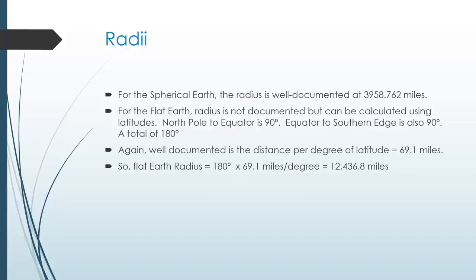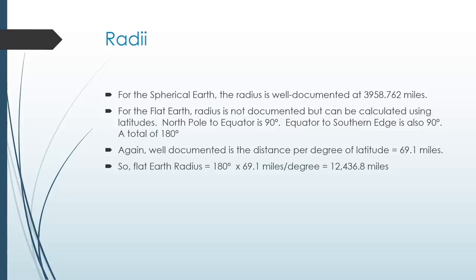First, we need to talk about radii. So for the spherical Earth first, the radius is well documented. You can look it up anywhere. 3,958.762 miles. Boy, that's a lot of significant digits.